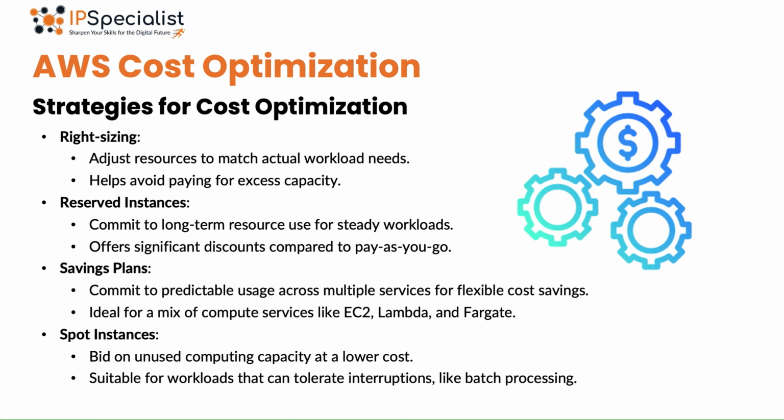Then we have spot instances. AWS has extra unused computing power that you can bid on at a very low price. Now, these are called spot instances. They're a great way to save money, but the catch is that AWS can stop these instances if they need the capacity back. This option works well for workloads that can handle interruptions like batch processing or testing.